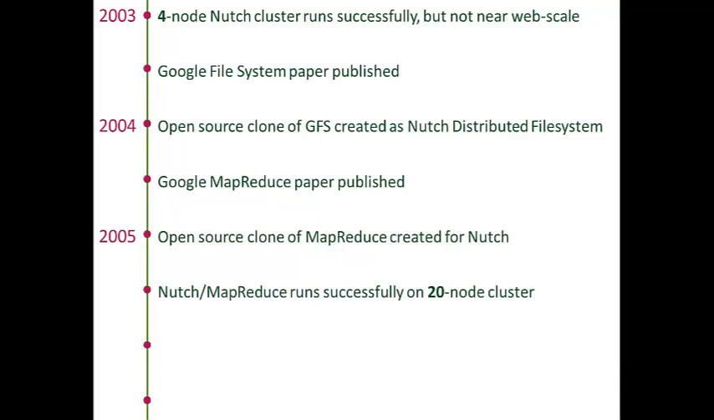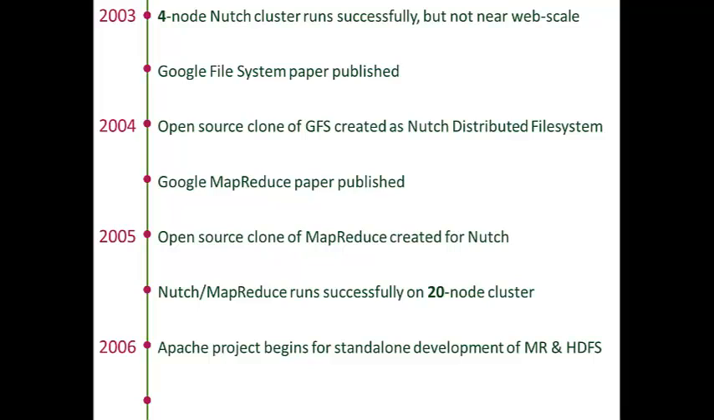Eventually, Cutting was able to make Nutch MapReduce run successfully on a 20-node cluster. In 2006, an Apache project was launched to combine MapReduce and the distributed file system into a new ecosystem named Hadoop. Later that year, Yahoo was able to run Hadoop on a 600-node cluster.